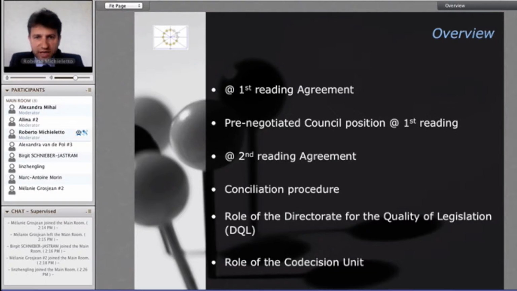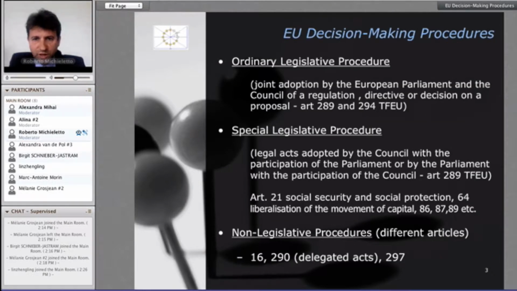With an overview of what we will say about this. We'll talk about first reading agreement. The early second reading, in one of Alina's slides you read early second reading, but now the early second reading is called pre-negotiated Council position at first reading. And we will understand why it's now called pre-negotiated position. Then we have the second reading agreement, the conciliation procedure, and we will talk a little bit about the role of the lawyer-linguists. Many times they are disregarded in presentations, but they are extremely important. And then a little bit the role of the decision unit where I'm working.